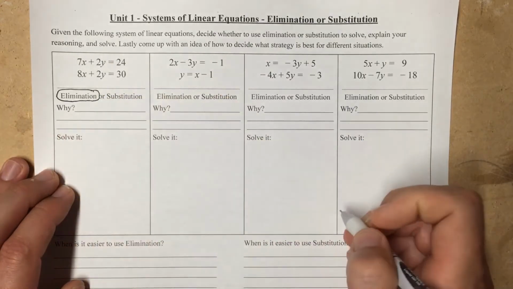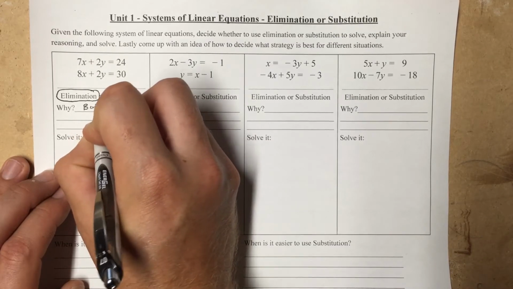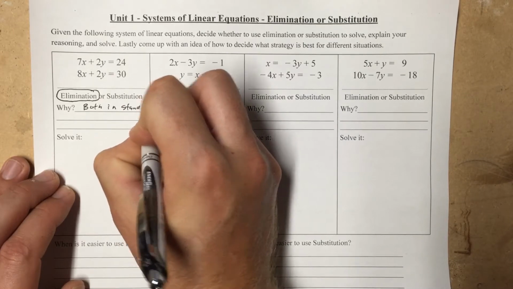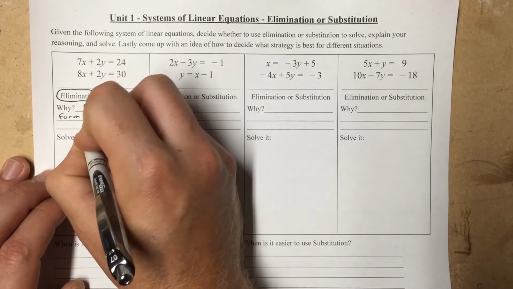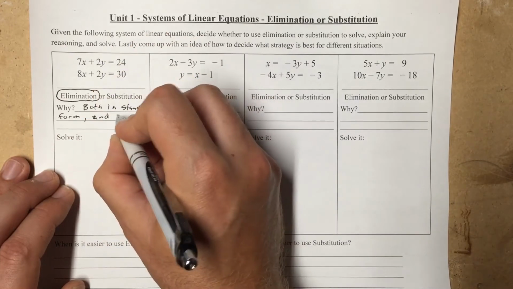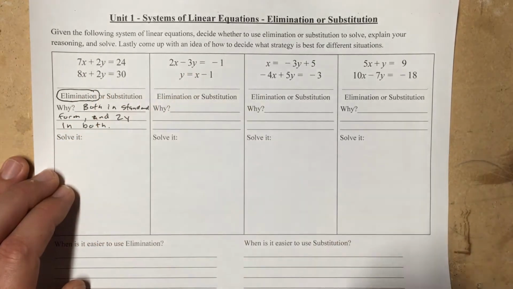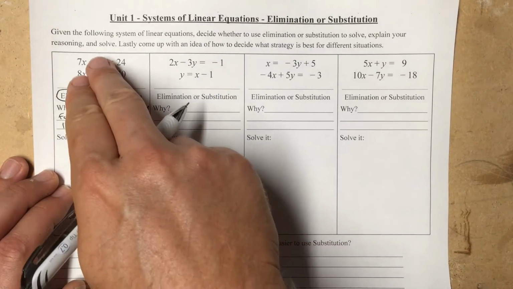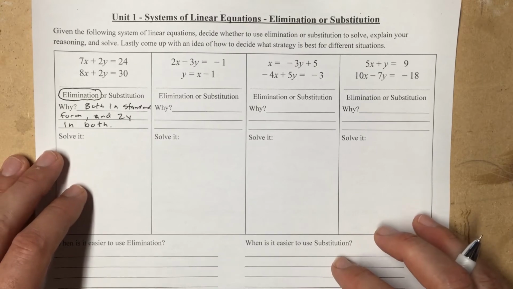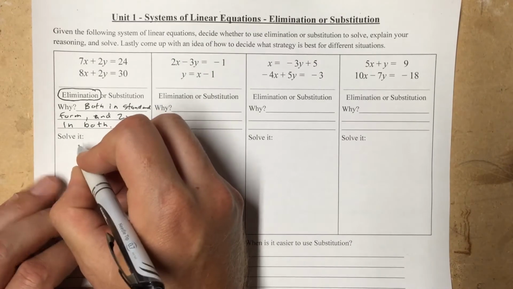Why elimination? Because they're both in standard form and there's a 2y in both. That makes it very easy to eliminate that variable and then solve for it later. So let's set up and solve this one.